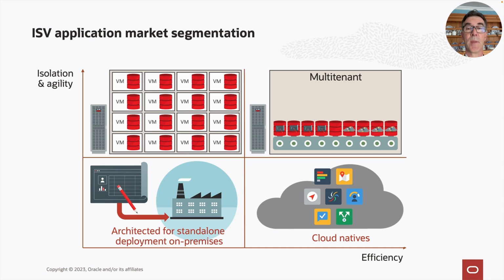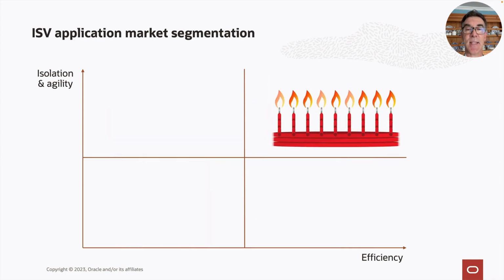In summary, whether you have a mature app, originally architected for standalone deployment on premises, or a more modern SaaS app, Multitenant allows you to have your cake and eat it. This is the ideal architecture for world-class SaaS.